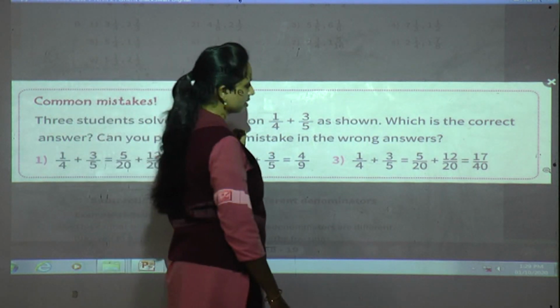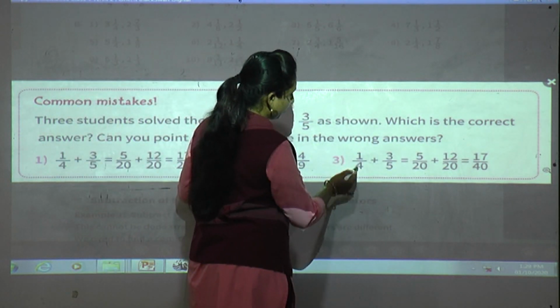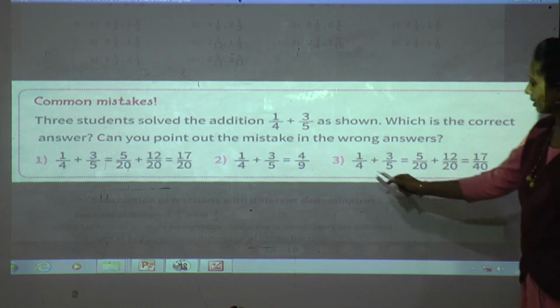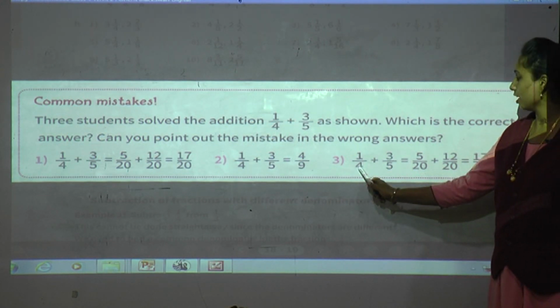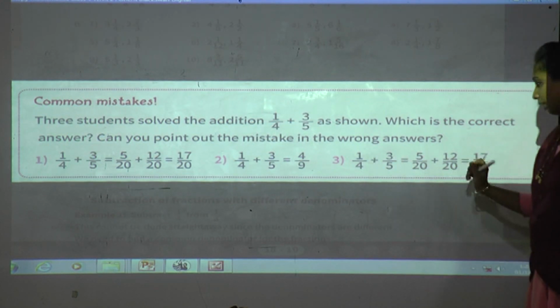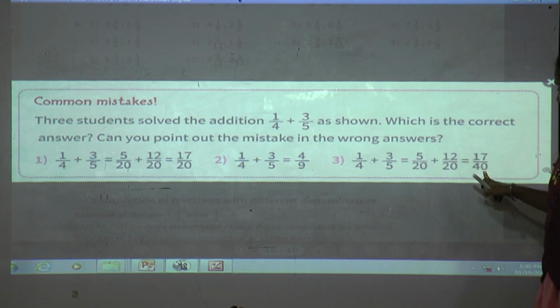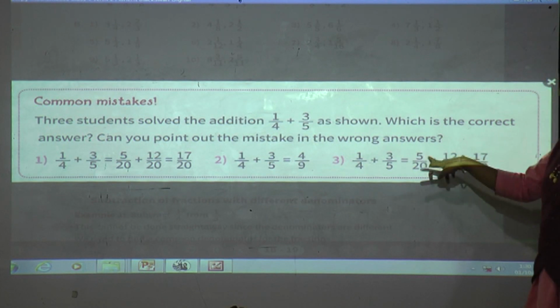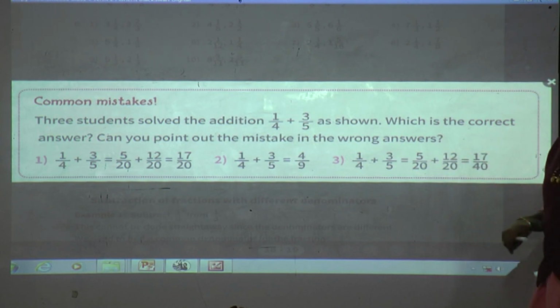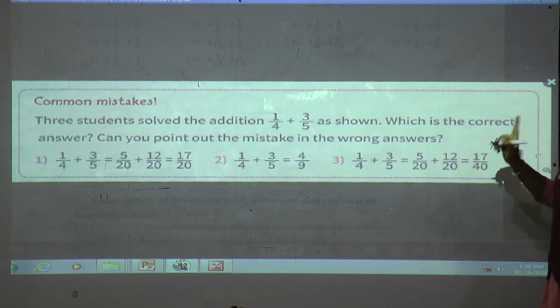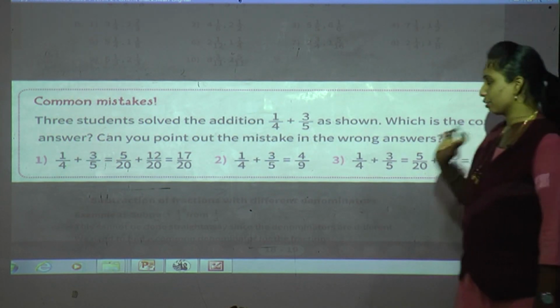Now here we will see what the mistake is. 1 by 4 plus 3 by 5, same. Now directly take the LCM of both numbers, 5 4s are 20, 5 1s are 5, 3 4s are 12. Till here correct. Now denominators are the same, so write only once. But here the third student, what has he done? He has added the denominators also. 5 plus 12 is 17 and 20 plus 20 is 40. 20 plus 20 is 40 is correct, but when the denominators are the same, you have to write them only once. That's why this is wrong.